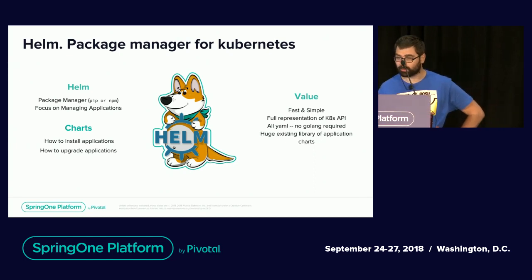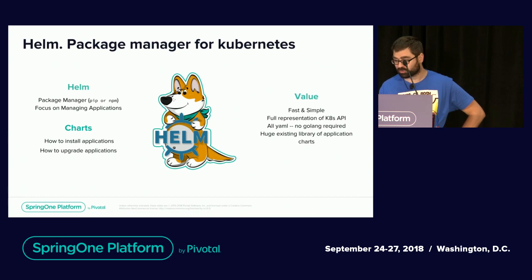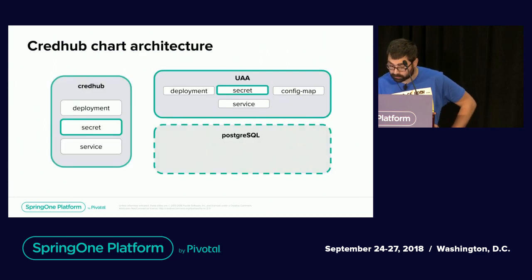It's fast and simple. It uses the full representation of the Kubernetes API because it uses the same logic as kubectl create or something like this. And it uses a huge existing library of application charts, and if you want to rely on something, you can just use this chart. They are production ready, actually.